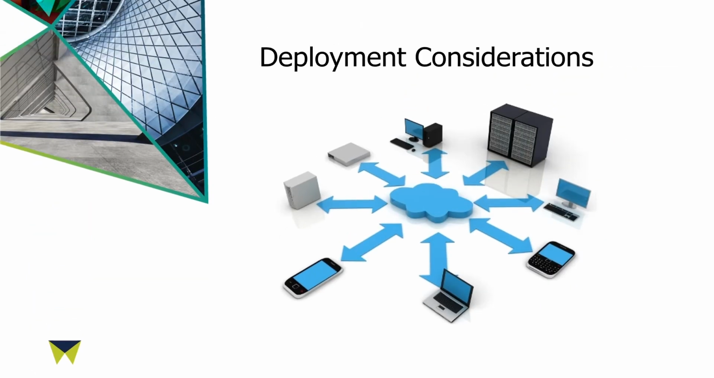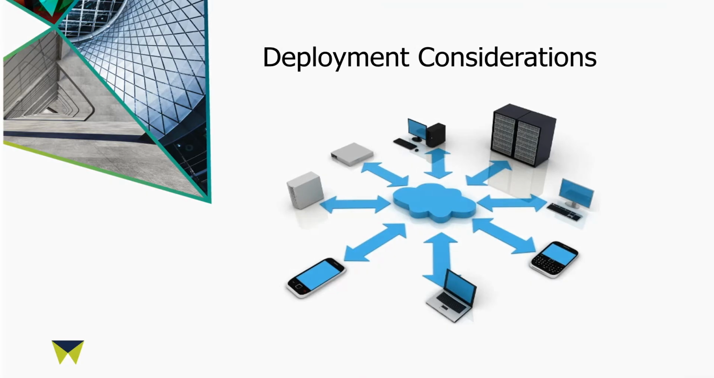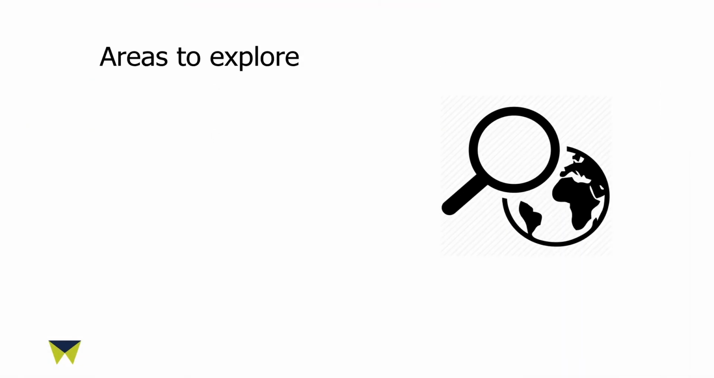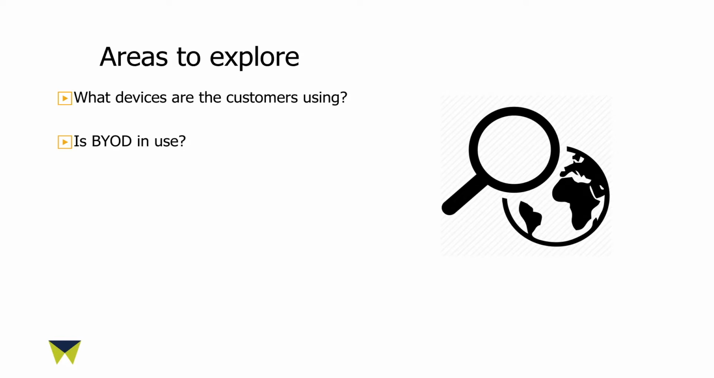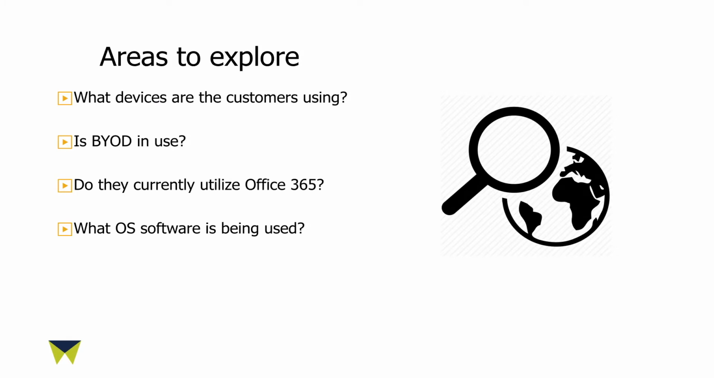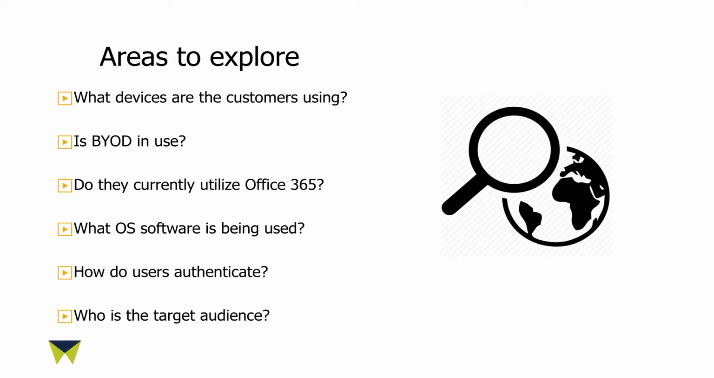So the main deployment considerations for EMS revolve relatively around the operating system of the devices. There are a few other areas that you need to explore as well. So again, what sort of devices are they using? Is bring your own device in use? Do they currently use Office 365? What operating software is being used? And how do they authenticate? And finally, who is the target audience here? These are the key areas that you need to look at before deploying EMS or suggesting it to a customer. A certain level of discovery needs to happen beforehand to ensure that it is right for them.